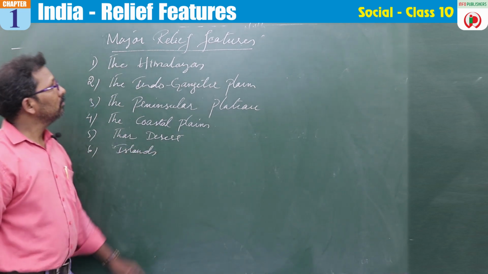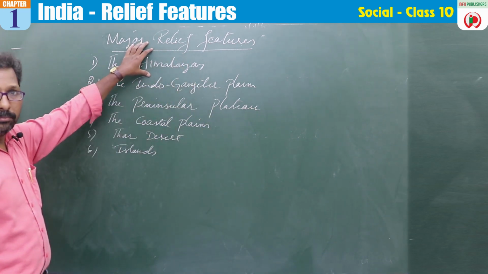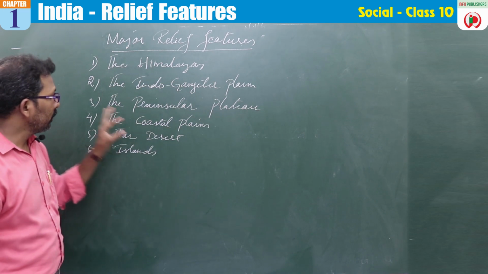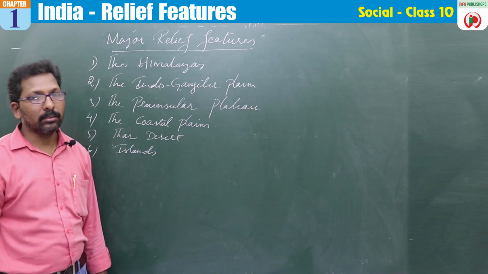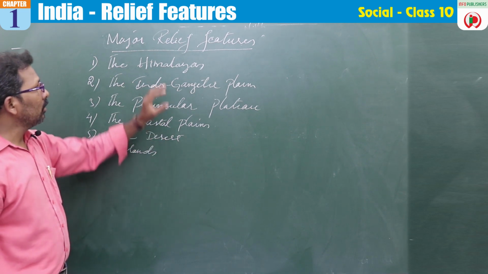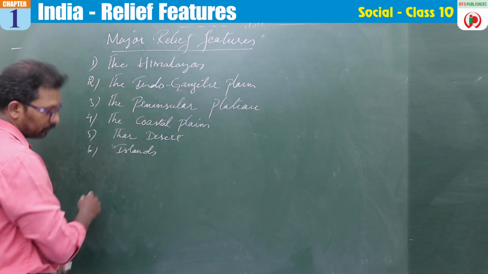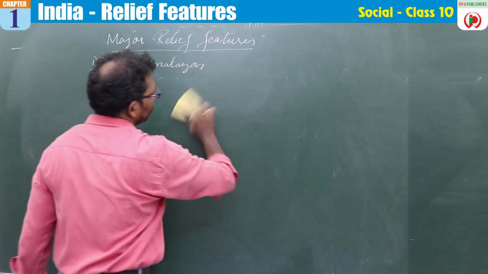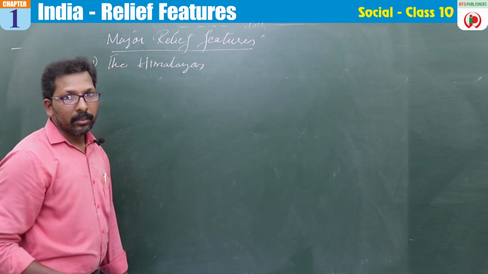So these are the 6 main relief features of India. The Himalayas in the extreme north, the Indo-Gangetic Plains, the Peninsular Plateau, the Coastal Plains, the Thar Desert, and the islands. So first we'll discuss the major relief feature, that is Himalayas.